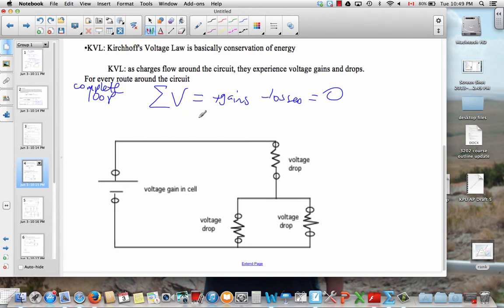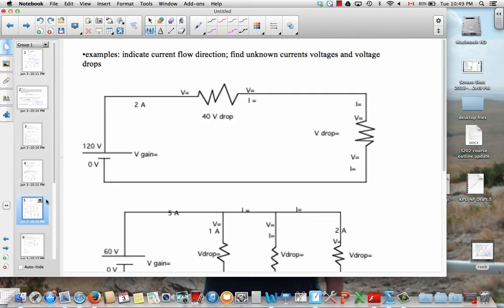So for any complete loop in the circuit, going all the way around, the gains have to equal the losses. So the gain in the cell would equal this loss plus this loss, because that completes one loop. Alternatively, the gain in the cell equals this drop plus this drop, because again, that constitutes a complete loop. So we've got Kirchhoff's voltage law, which is applied to loops, and then we've got Kirchhoff's current law, which is applied to junctions. A couple of examples.